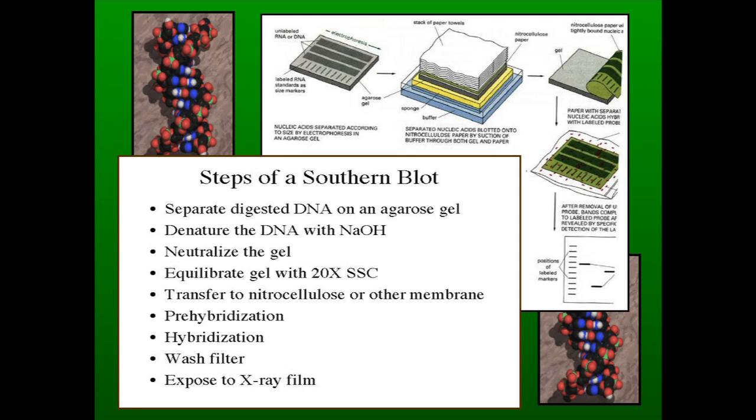So again, just to be clear, these are the steps involved. You separate the DNA out on an agarose gel. You denature it with a base, like sodium hydroxide, that makes the single-stranded DNA. We then neutralize that, so it's not basic any longer. And we equilibrate the gel with this buffer. This is a famous buffer that's used for that purpose, SSC. We then transfer it to the nitrocellulose, pre-hybridize, hybridize with the radioactive probe, wash the filter, and expose it to an X-ray film.